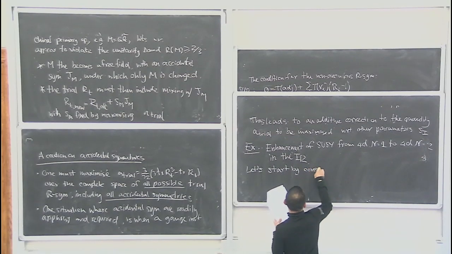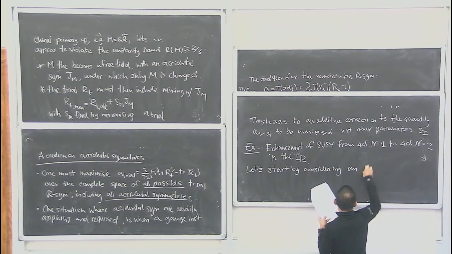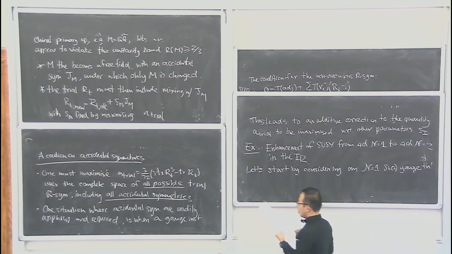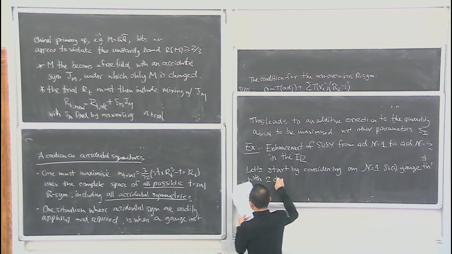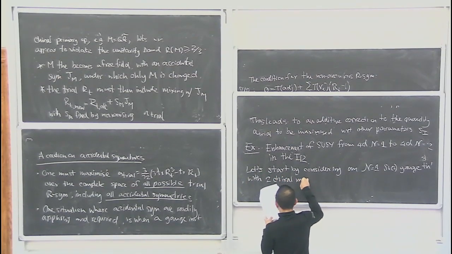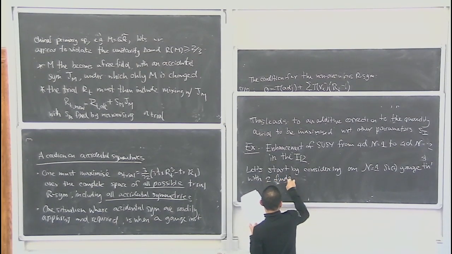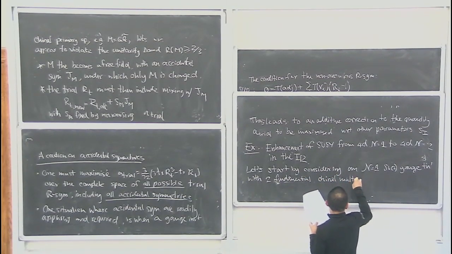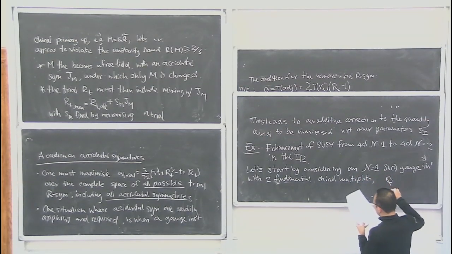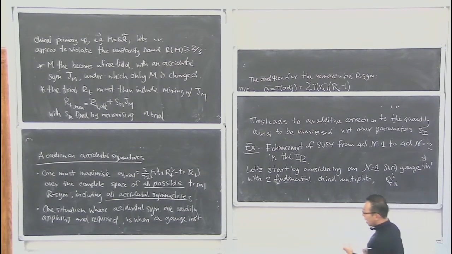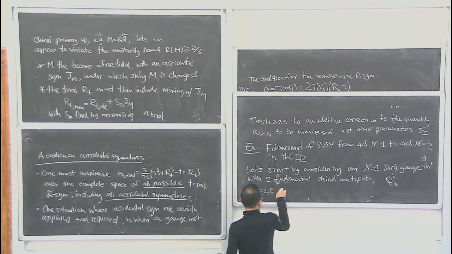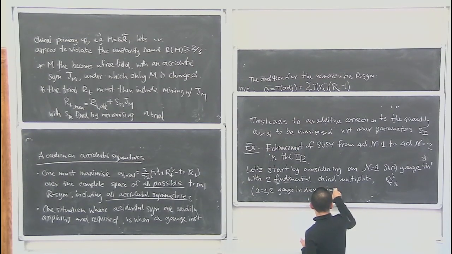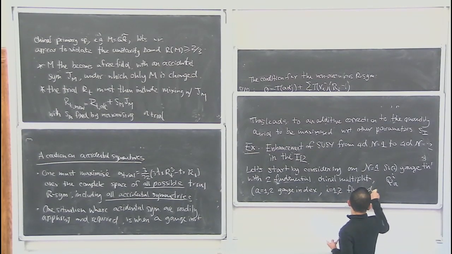by considering an N equal to 1 SU(2) gauge theory with 2 chiral multiplets in the fundamental. So I will write down Q with 2 indices, A and I. A runs from 1 to 2; this is the gauge index. And I runs from 1 to 2; this is the flavor index.